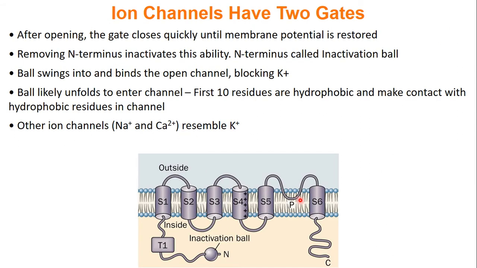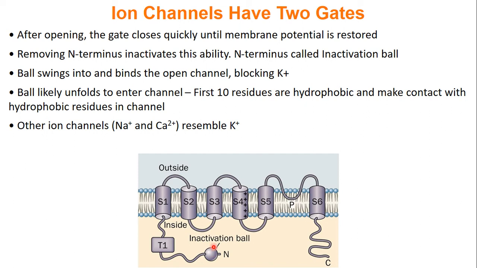Now, when this channel opens, it closes extremely fast. And studies have shown that if you chop off the N-terminus, you can no longer shut off this channel extremely fast. Therefore, the N-terminus has been called the inactivation ball, because you have residues here that will swing into the pore and actually bind to the opening and block any more potassium from leaving. So when this pore opens, imagine this ball swinging into the pore to immediately shut it off.